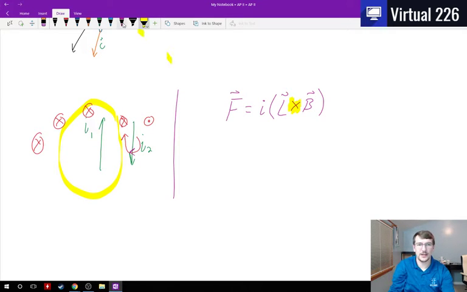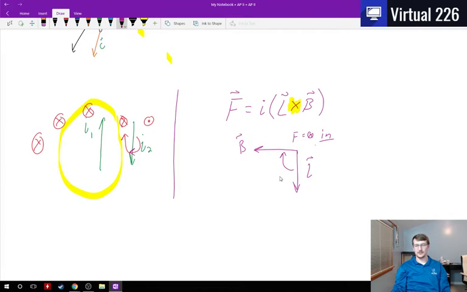If I were to draw that, it would be like, this is my L vector going down. My B vector is going over like this. If I go L to B, I find that my force is pointing into the page. Okay, because I'm going L to B. Does that second one make sense?